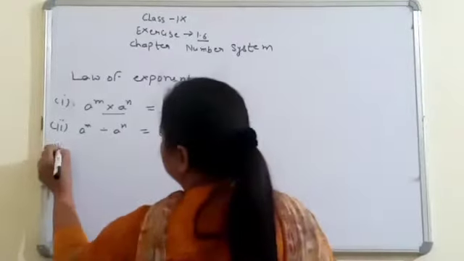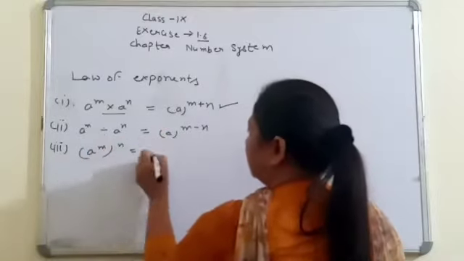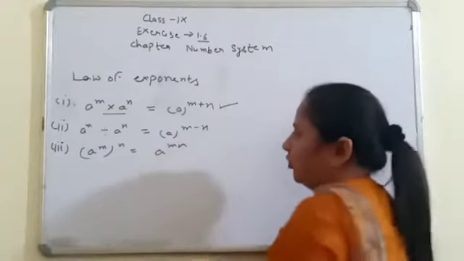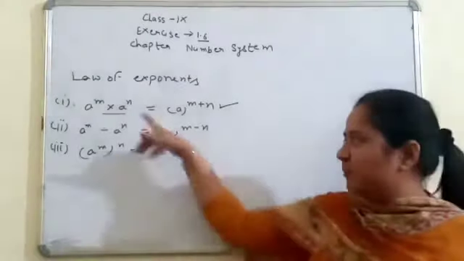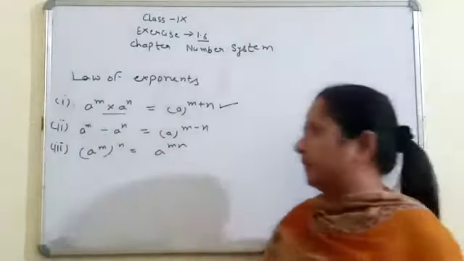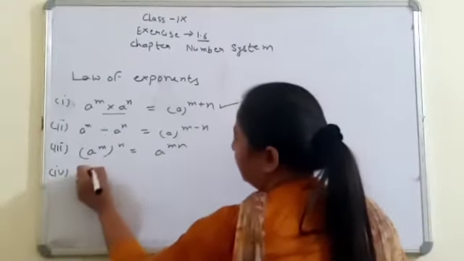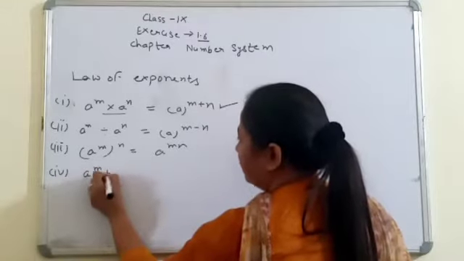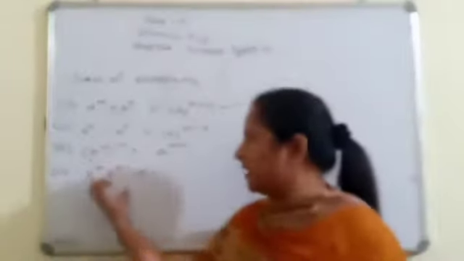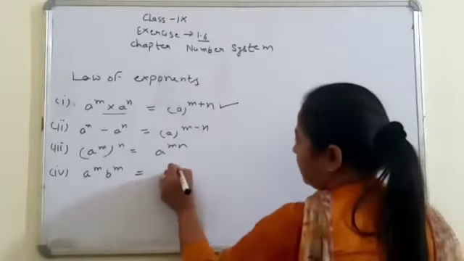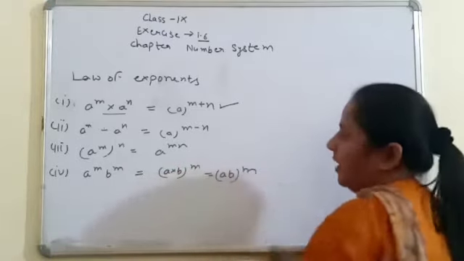Third one is power raised to power, we will multiply both of them. If in any condition a power is raised to another power, then we will multiply them. Next is if bases are different but powers are same, then we will multiply the bases. So the result is (AB) power m.